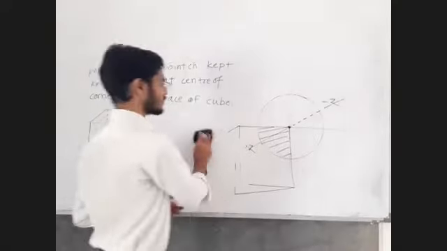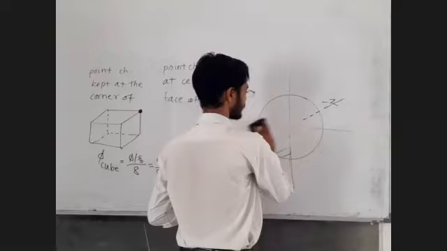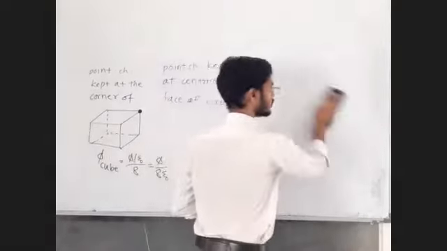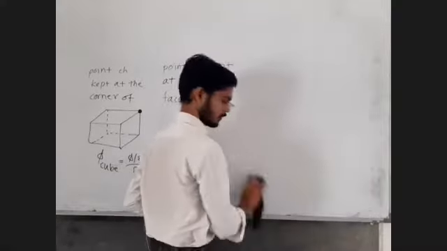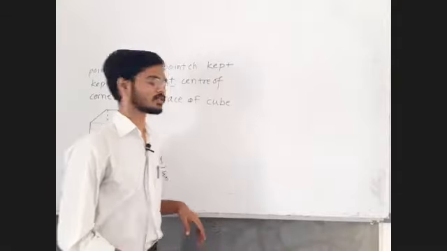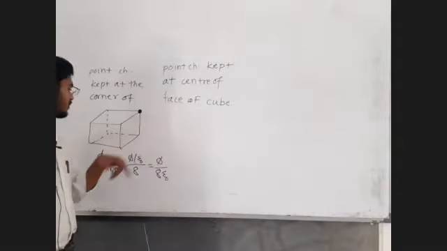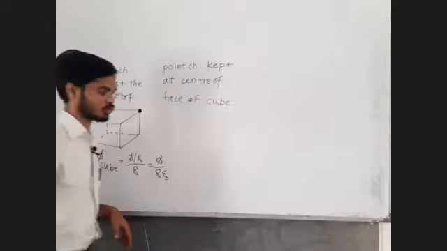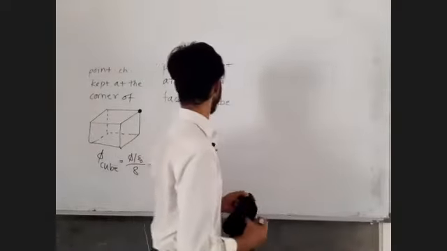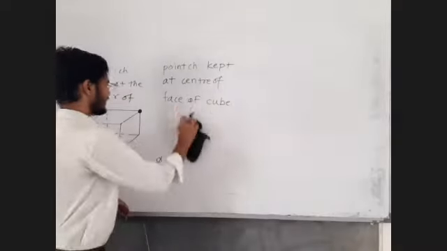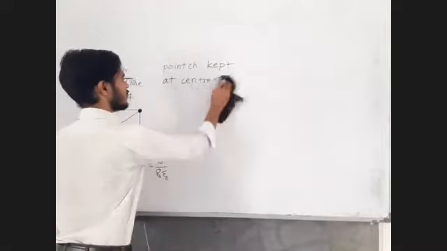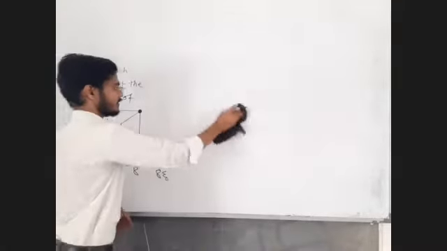Fine. At the center of the face of the cube, only two cubes will be required if the charge is at the center of the face. If the charge is at the corner, such 8 cubes are required. So the share will not be 1/4. Initially it looks like 1/4 because generally people use 2-dimensional geometry and answer 1/4. No, it is a 3-dimensional geometry, so it is 1/8.